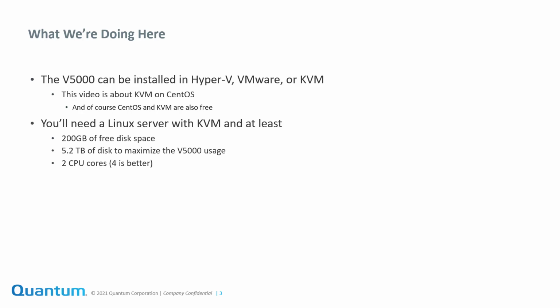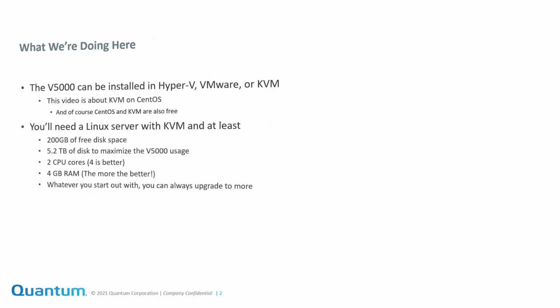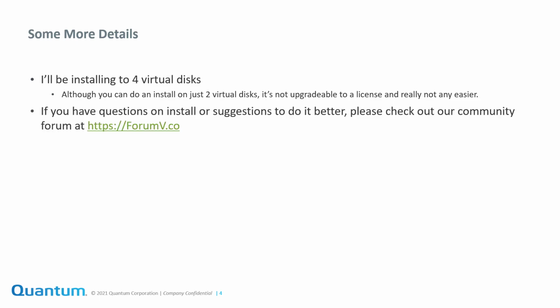2 CPU cores, obviously 4 is better, and 4 gigabytes of RAM, and again, more is better. But whatever you start out with, you can always upgrade to more later. Just a few more details. I will be installing to 4 virtual disks. Now, you can do an install on just 2 virtual disks, but it's not upgradable to a license, and it's really not any easier.